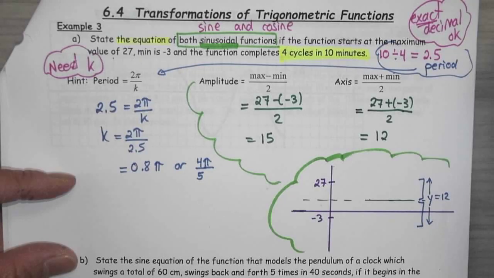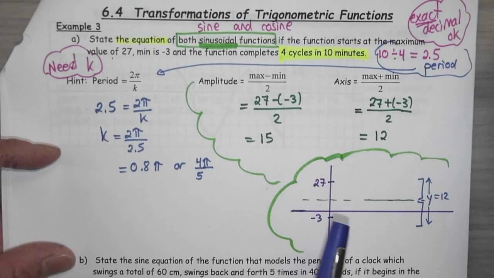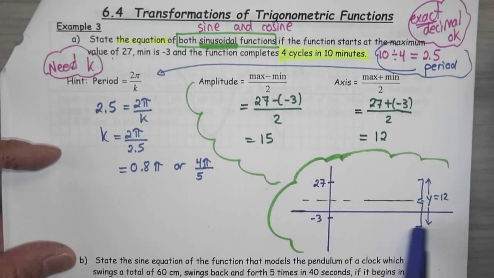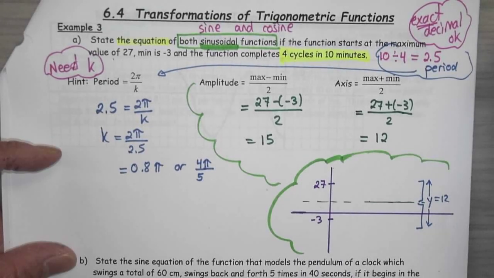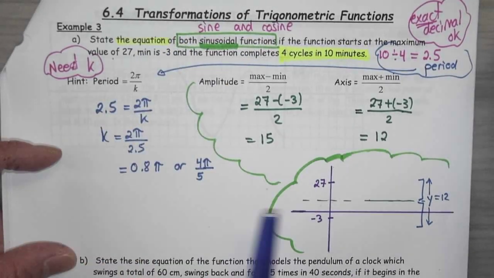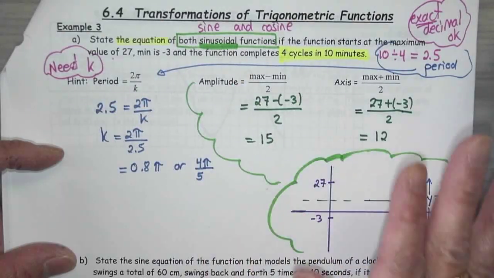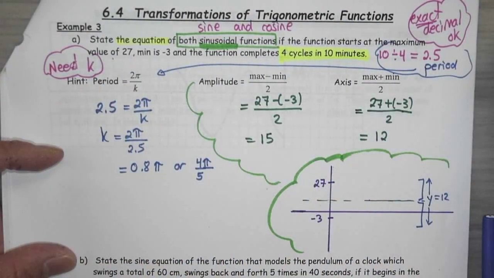Good? Do I need anything else? To get the equation, what else do I need? Translation. Yes, horizontal translation. So I have everything, but look, I didn't even graph anything. I have nothing graphed at this point. So I need to know for sine and cosine if it's been horizontally translated. We only know everything except for the translation.